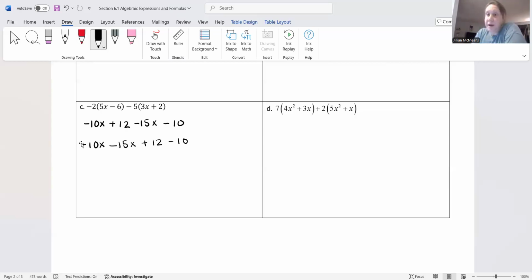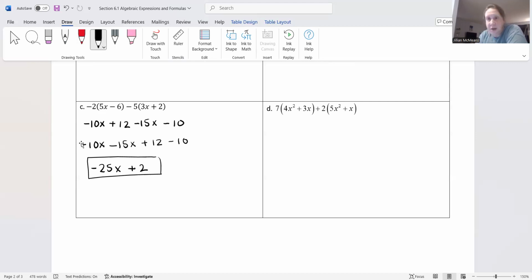So now combining our x terms, remember we're just trying to brush them into a single pile. We have negative 10x minus 15x. So if the temperature is negative 10 outside and it drops another 15, we would be at negative 25x. And then we have 10 minus 12, which is just positive 2. So we get negative 25x plus 2, okay?